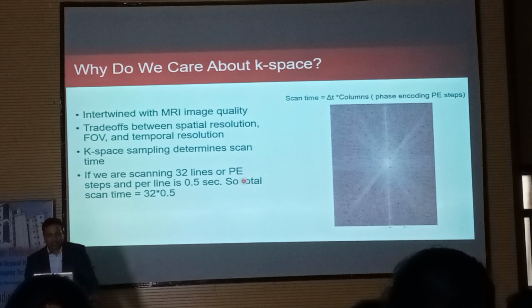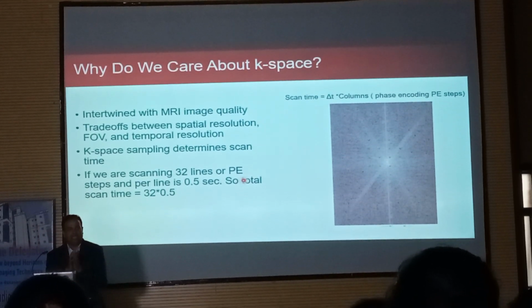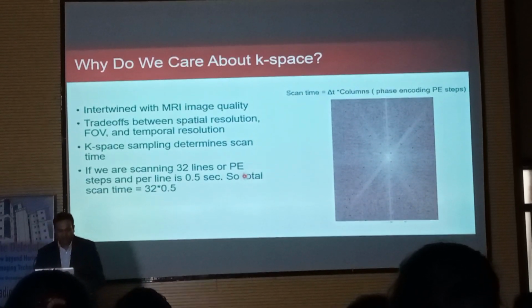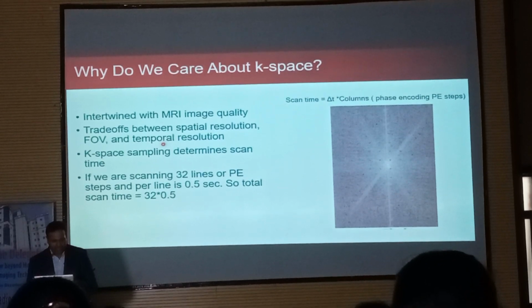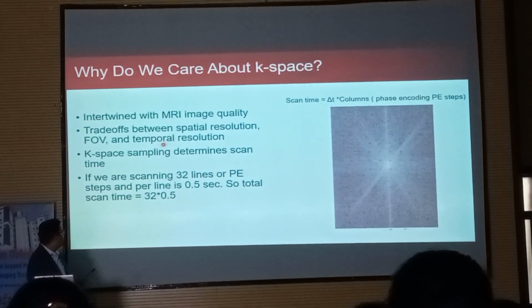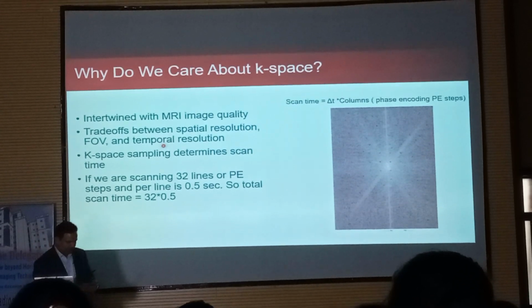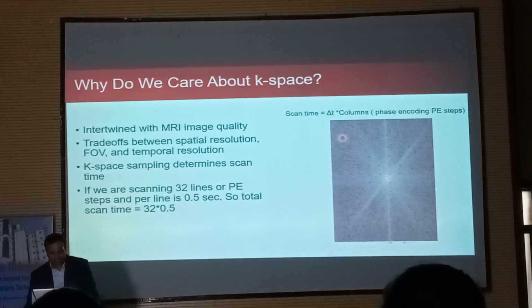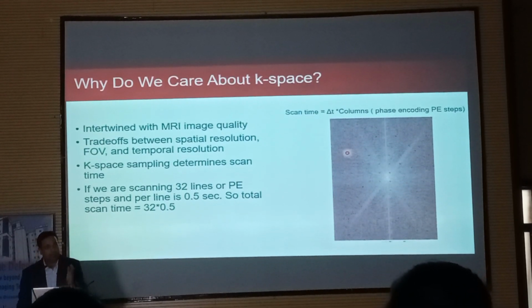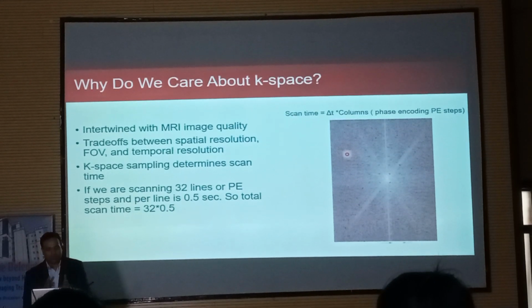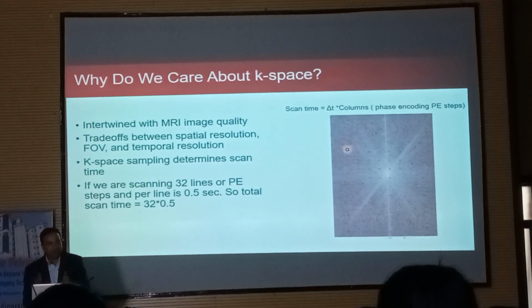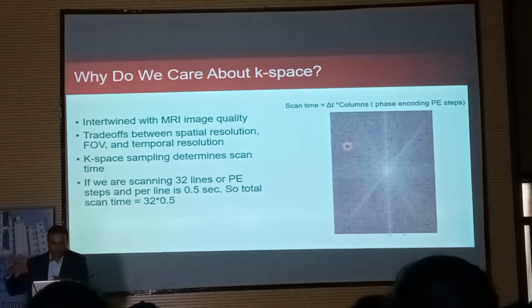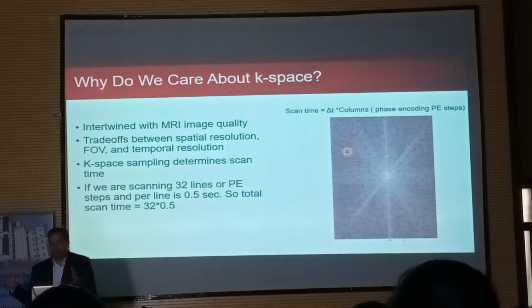But why do we care about K-space? The main reason is it is intertwined with the MRI image quality. There is a huge trade-off between spatial resolution, field of view, temporal resolution, and other parameters. And basically here, K-space determines the scan time. Suppose in this case you are scanning 32 lines in the phase encoding step, and each line takes around 0.5 seconds. Then we just multiply 32 by 0.5 for the total acquisition time. And if you are increasing the averages, like in MRI we call NEX averages, then you just multiply by that average, and that gives you the total acquisition time.